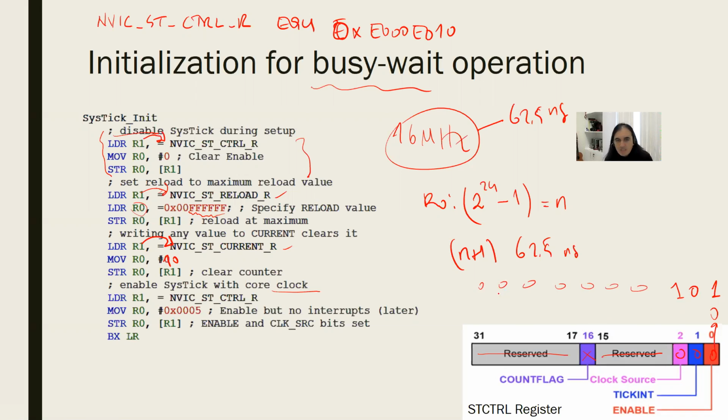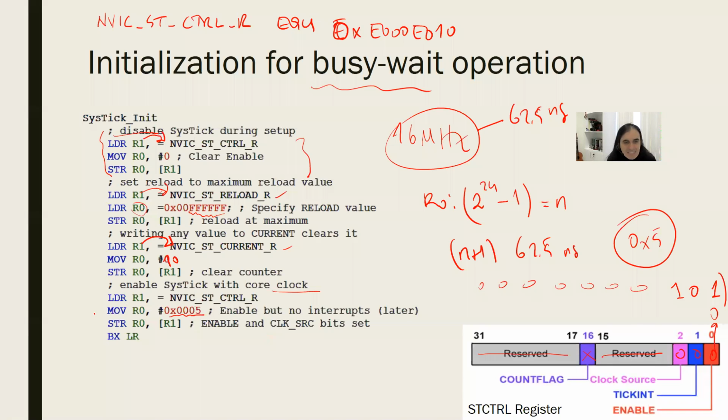This is binary. What is this value, guys, in hexadecimals? It is 5. That's why I'm writing 5 here. Enable, but no interrupts. Interrupts will be studied later. That's why it's 5. 5 is the code word for enable the device, but do not enable the interrupts.